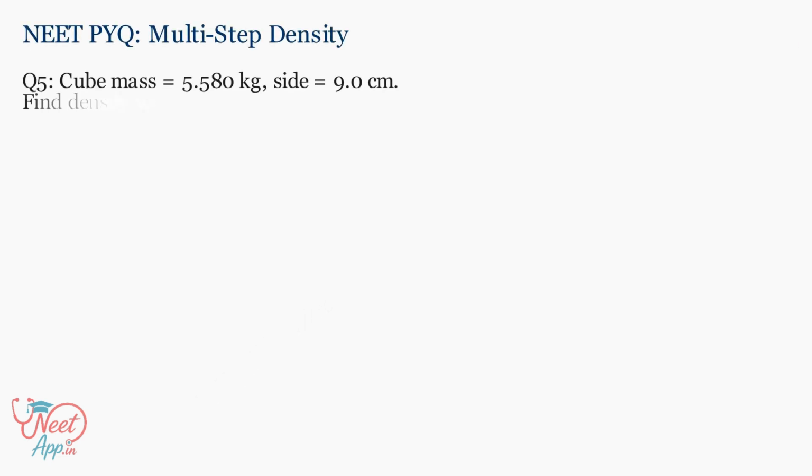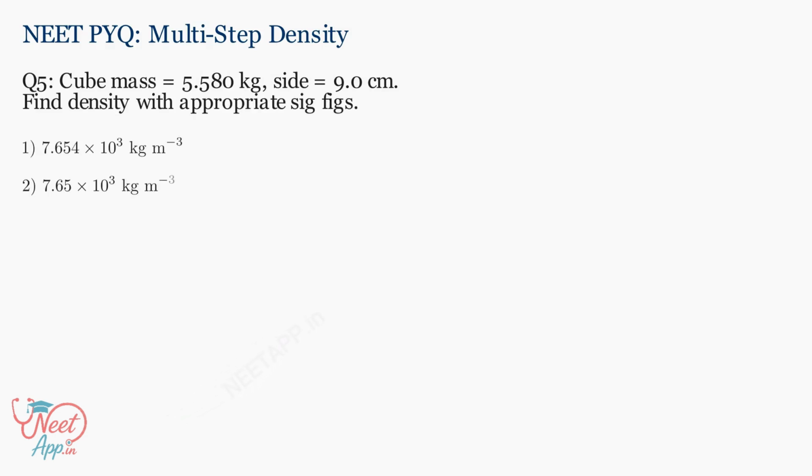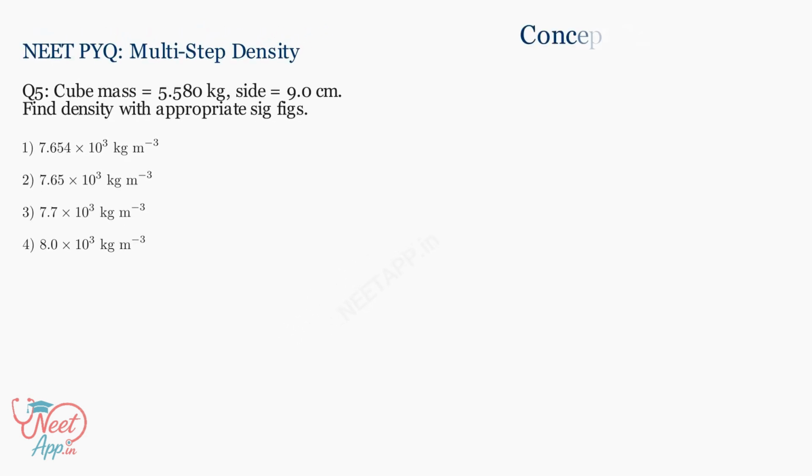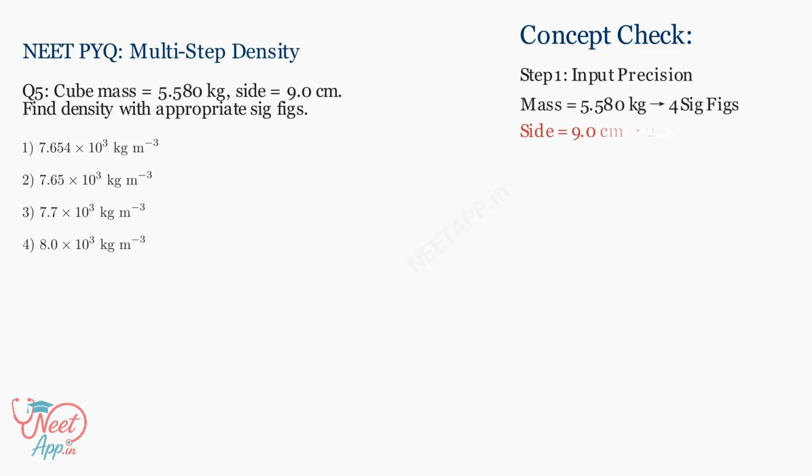We have reached question number 5. This is a classic mixed precision NTA trap from NEET 2026. We are given a metallic cube with a mass of 5.580 kilograms and a side of 9.0 centimeters. We need to find the density. Step 1. Check the input precision. The mass has 4 significant figures. The side length 9.0 has exactly 2 significant figures.